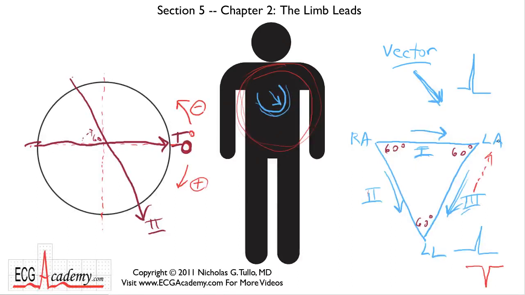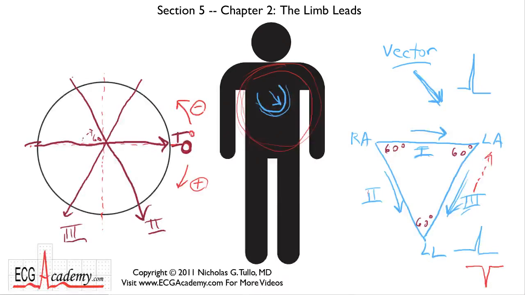Now lead 3, which is from left arm to left leg, we would naturally draw just like this and label it lead 3. And thus we've divided the circle into 6 equal parts, and we've defined angles that correspond to these 3 basic ECG leads.